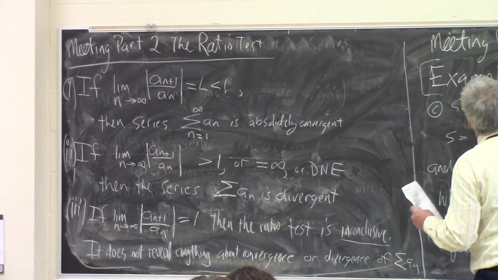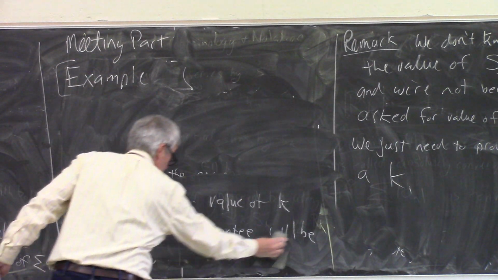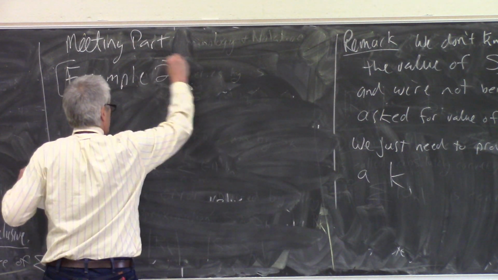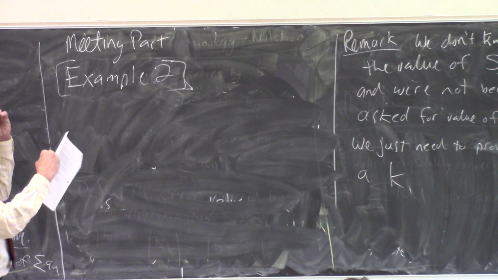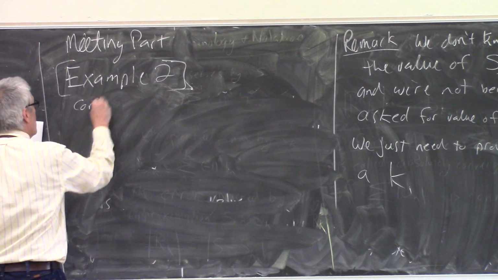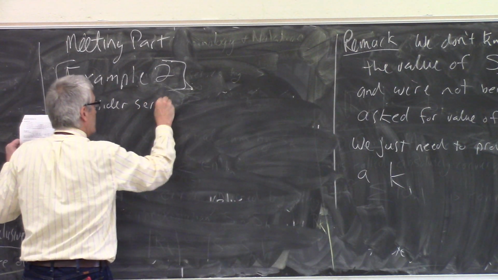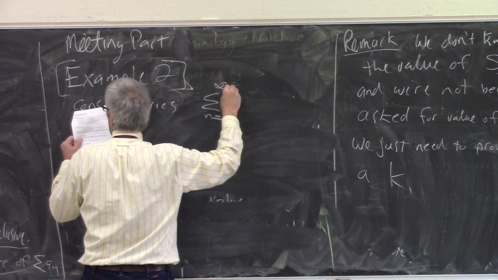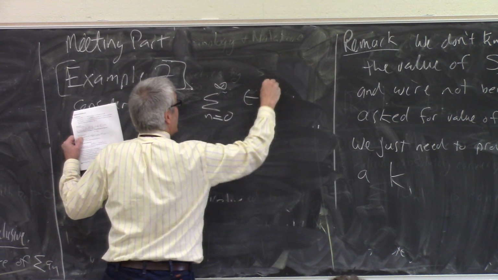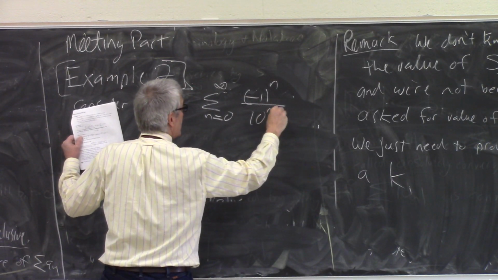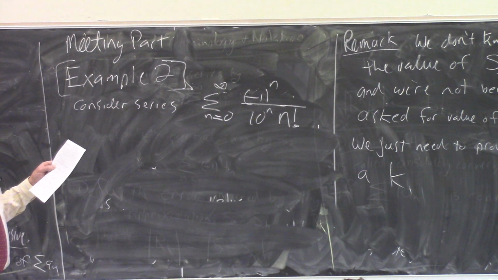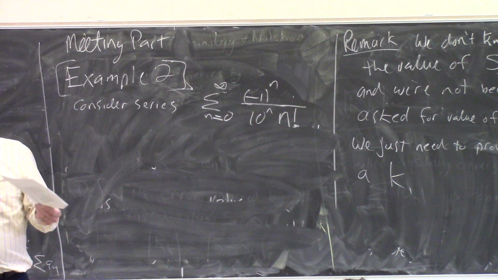So, meeting part 2, example. I'm going to call this example 2. Consider the series from n = 0 to infinity of (-1)^n over 10^n n factorial. Show that it's convergent by various methods.